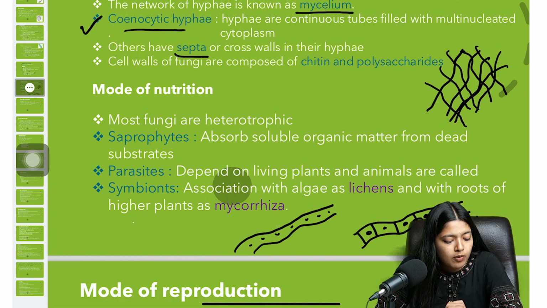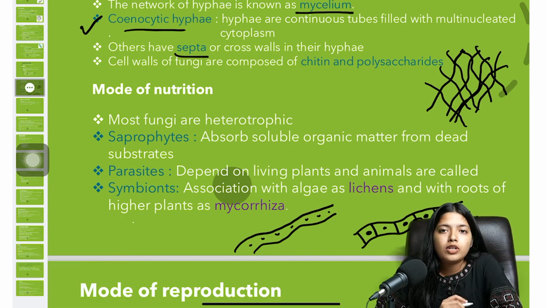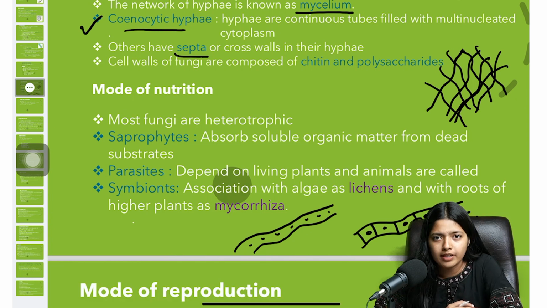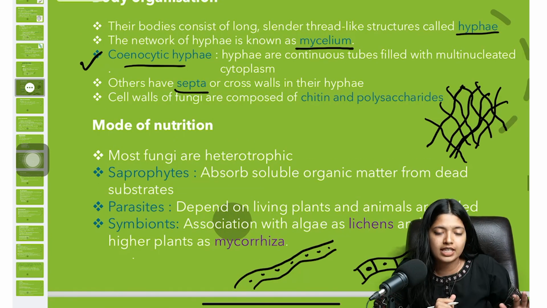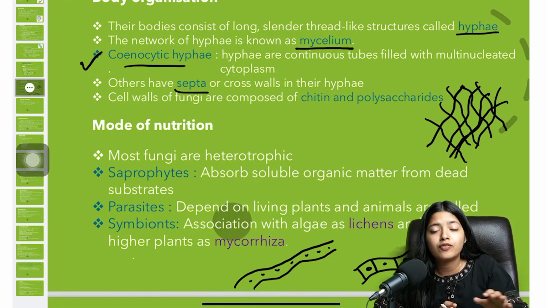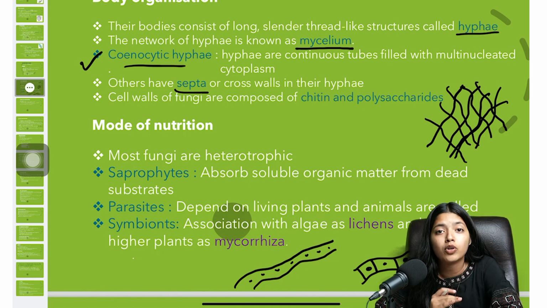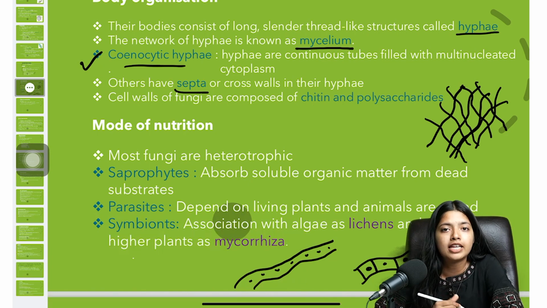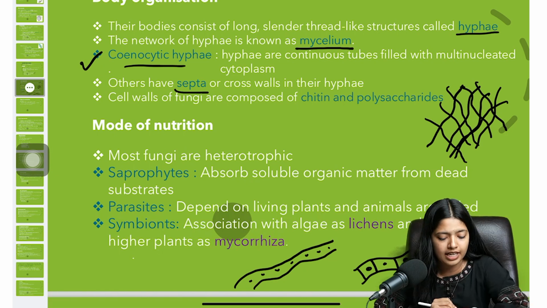Okay, now the cell walls of fungi are composed of chitin and polysaccharides. Discussing their cell wall, it is made up of chitin and polysaccharide. We have already discussed that. Is that clear? Yes. Once again, their thread-like structure is hyphae and its network is called mycelium. If the hyphae do not have cross walls or septa, it is called cenocytic hyphae. And the cell wall of fungi is made up of chitin and polysaccharide, while in plants it was cellulose.